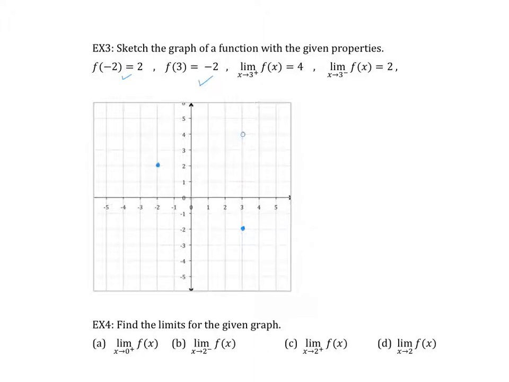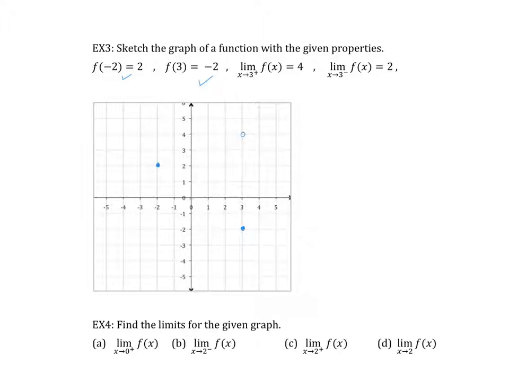So what I'm going to do is put an open circle there, because remember, the limit says it approaches, but it doesn't have to reach it. It just has to get very close. And I can't put a solid dot there because I already have a solid dot at 3. If they were both solid, this would not be a function because it wouldn't pass the vertical line test.